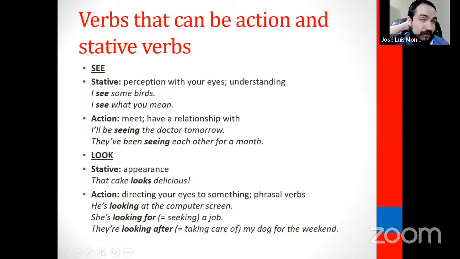Because you can say, this looks great, or he looks good, or as an example, that cake looks delicious, right? It's not an action, it's how the cake looks, a description that it has, a state. But it is action when you use phrasal verbs, and it means, for example, to observe. To look for means to seek or to take care of. So he's looking at the computer screen, observing, using the eyes to do this, not perceiving, okay, not seeing. It's doing that actively, observing something, right?